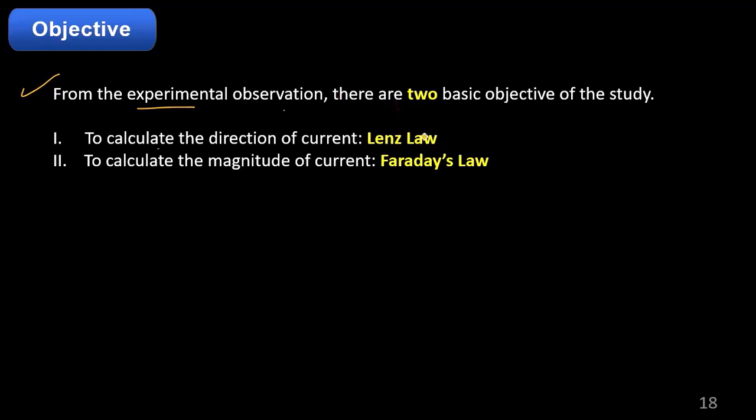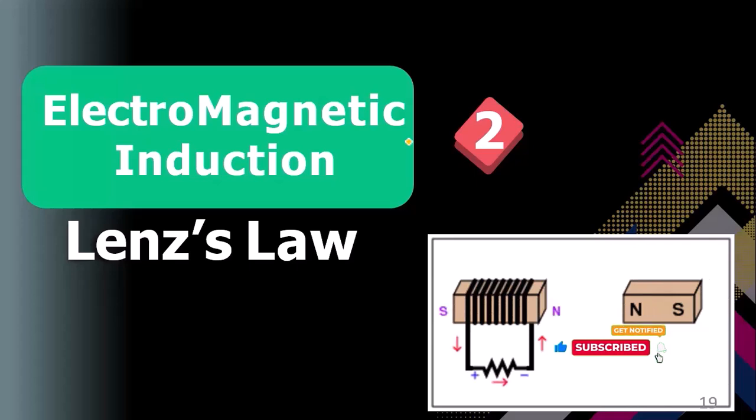So first of all, we have to understand what is the direction of this current. And second part is the magnitude of this current. So there are two different laws which will satisfy these two answers. First one is Lenz's law, then Faraday's law. Okay. So start with Lenz's law.